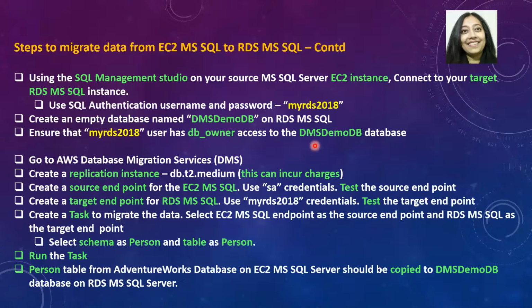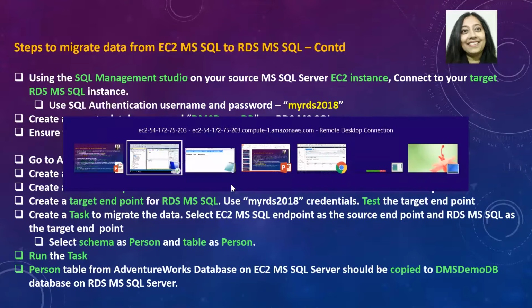So the next thing that we will do is now we will go ahead and provide all the endpoints and the replication instance and create a task in our AWS database migration service. So the first thing that we need to do is we need to create a replication instance. And again, the replication instance for this is going to be dms.t2.medium. And this is again not free tier eligible, so you can potentially incur charges.